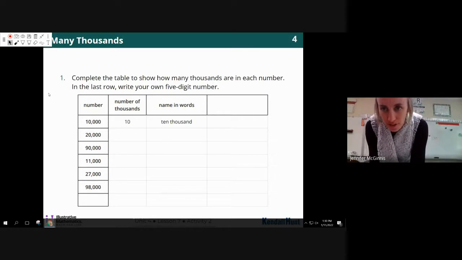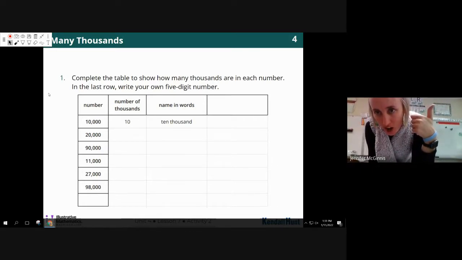How you guys doing? Give me your thumbs for how you're feeling about this table. Okay, honesty, I love it. Good. Okay, good. Thank you.